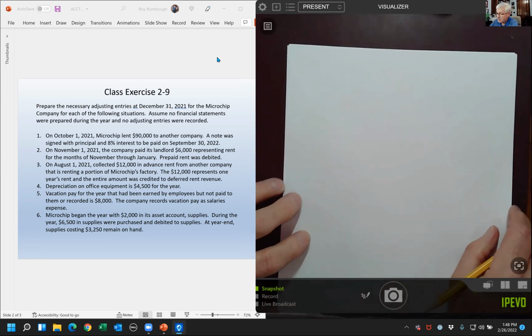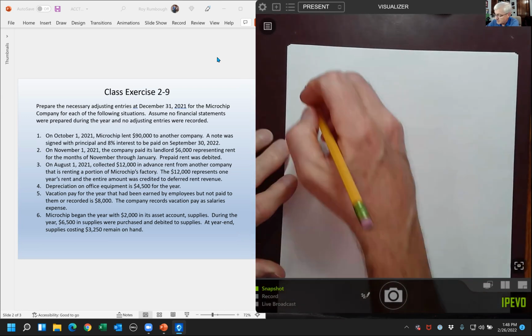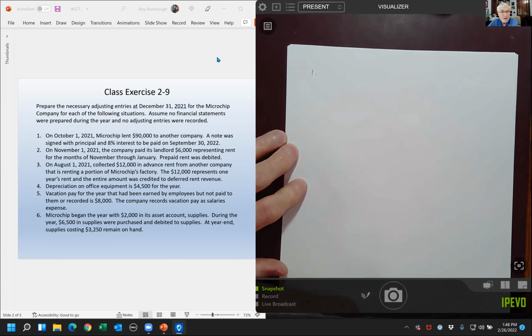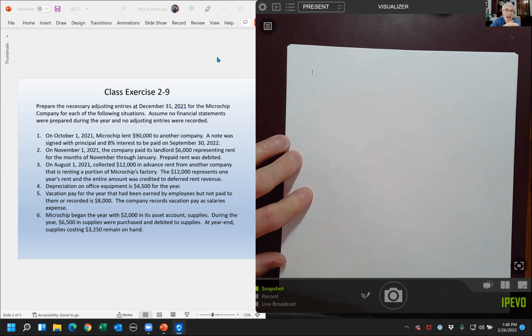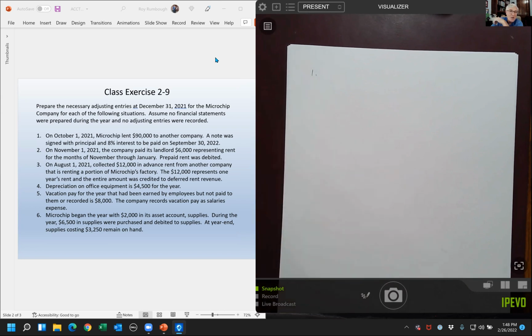So number one, the company lent $90,000 to another company. So another company is using our money, and so we're earning interest every day that they're using our money. And so for the year of 2021, it looks like they used our money for October, November, December, 3 months.